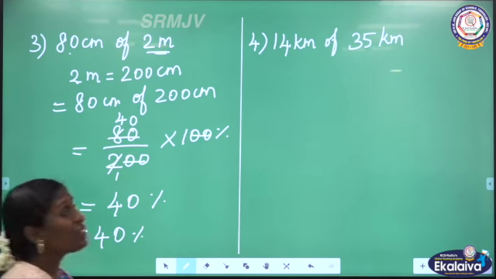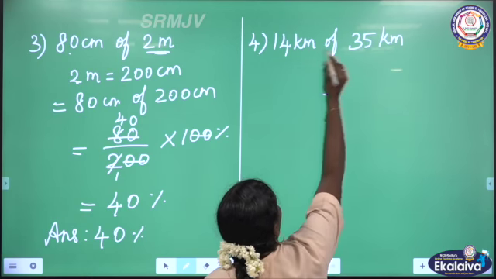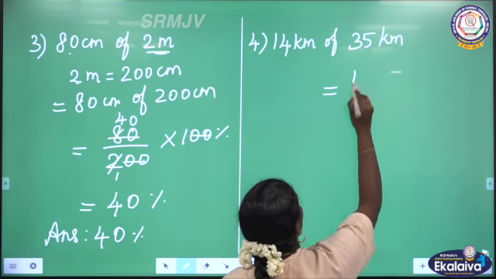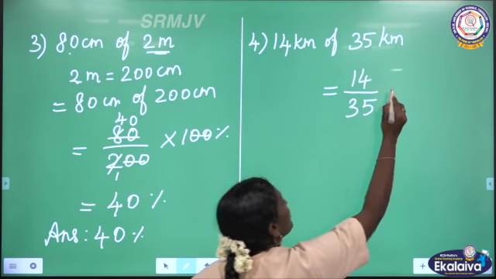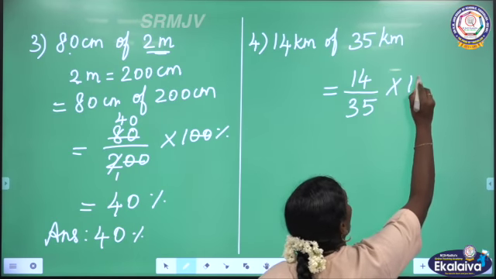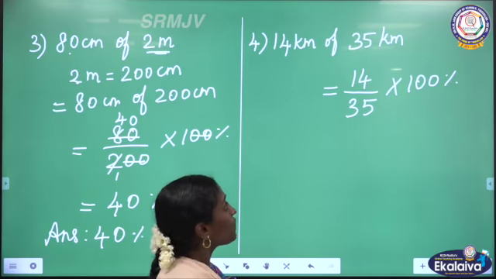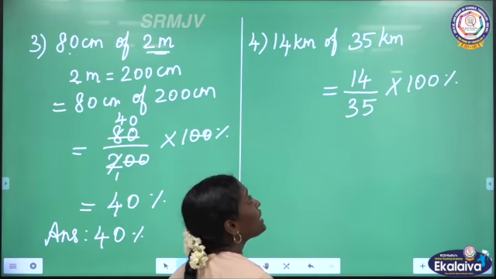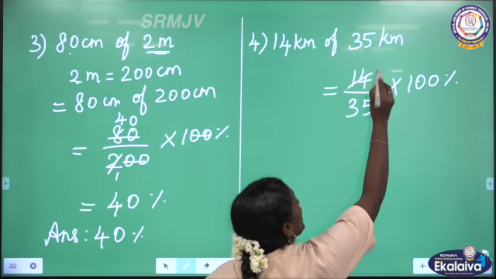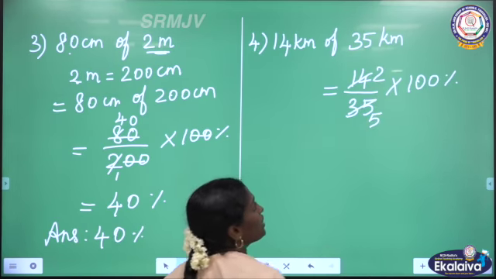Okay, the next one, 14 kilometer of 35 kilometer. First we have to write the given two numbers in fraction. So 14 divided by 35. To convert it into percentage, we have to multiply it by 100 percentage. Now we have to reduce the numbers. Here we can reduce 14 and 35 in 7 table. In 7 table 2 times 14. In 7 table 5 times 35.